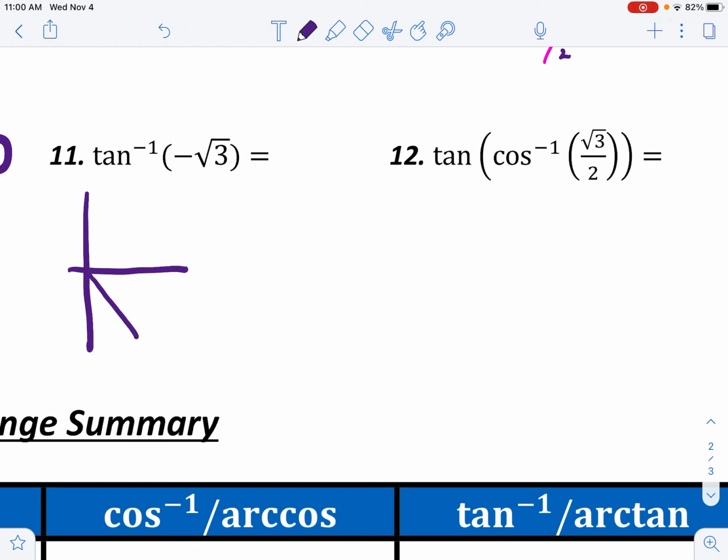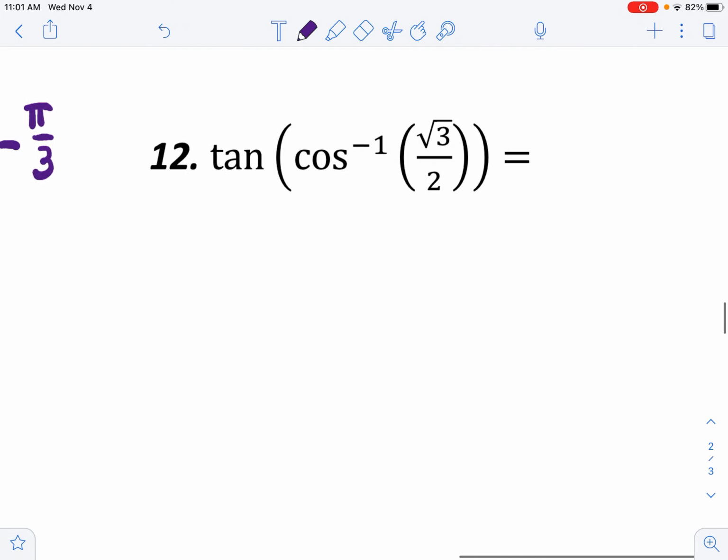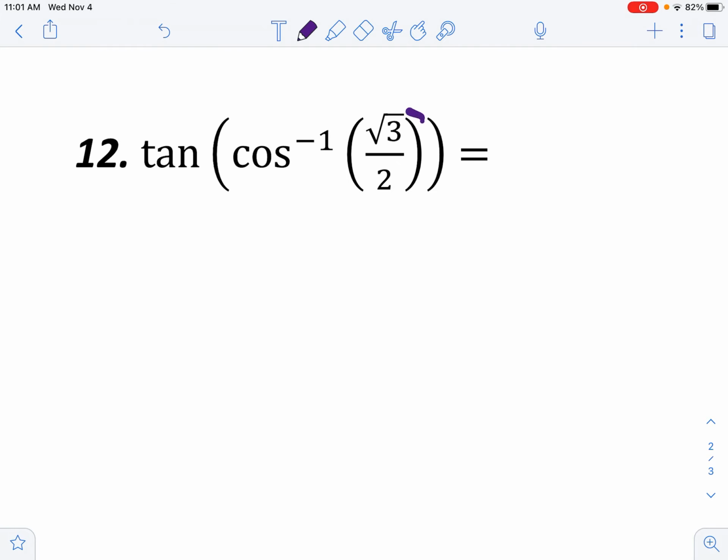All right, next one. Where's tangent inverse defined? The first and fourth quadrant. Where is it negative? The fourth quadrant. What angle has a tangent of root 3? We know that's 60 degrees, but remember it's a negative angle, so it's negative, and then we want it in radians, so negative pi over 3.